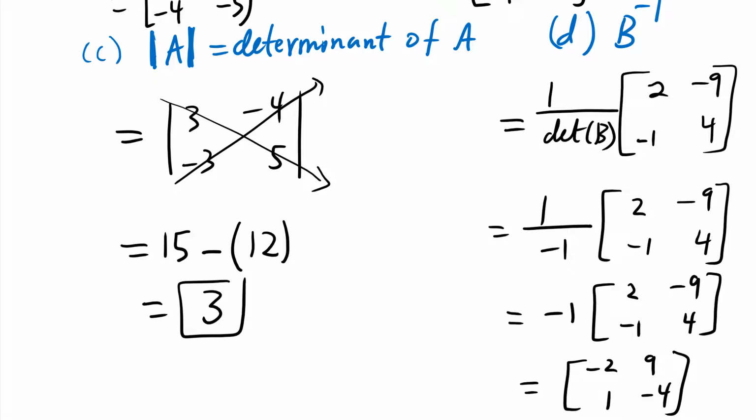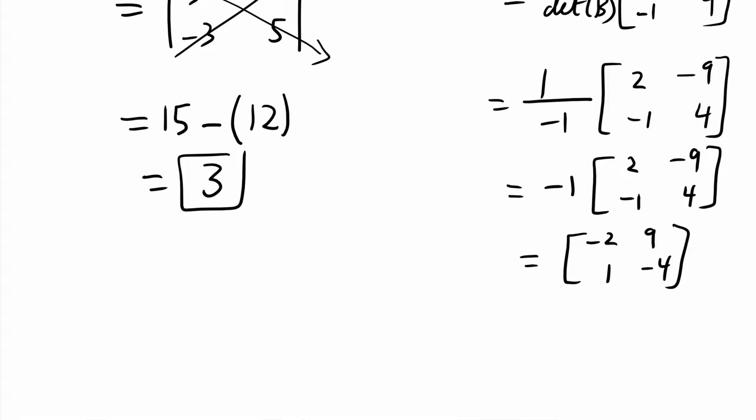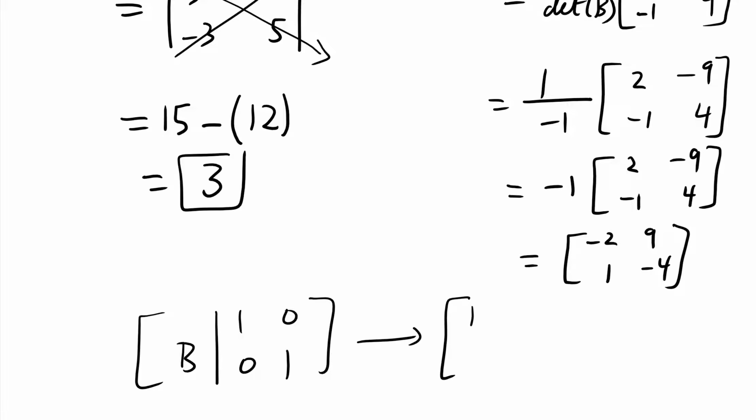That's another way. You can find the inverse by taking the matrix B and putting 1 0 0 1 next to it, and then rewriting this as 1 0 0 1, and that would be the inverse here. But the one I just did is much easier and quicker. This way is much easier.